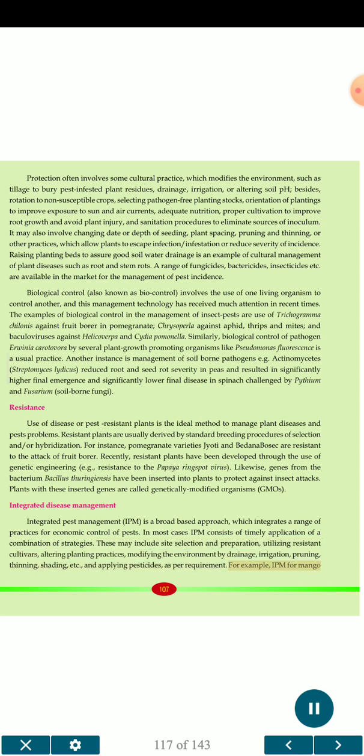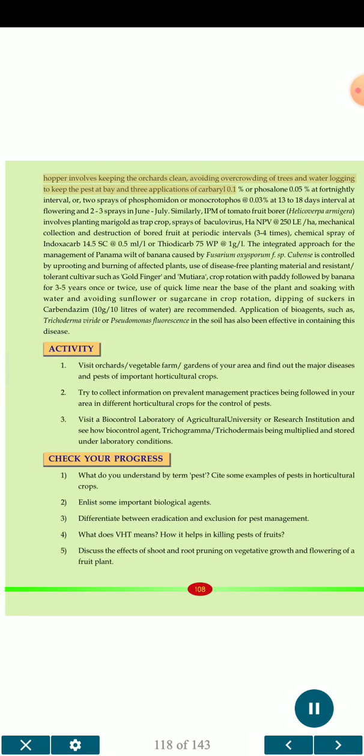For example, IPM for mango hopper involves keeping the orchards clean, avoiding overcrowding of trees and waterlogging to keep the pest at bay, and 3 applications of carbaryl 0.1% or furfuranol 0.05% at fortnightly interval, or 2 sprays of phosphamidon or monocrotophos at 0.03% at 13 to 18 days interval at flowering, and 2 to 3 sprays in June, July.